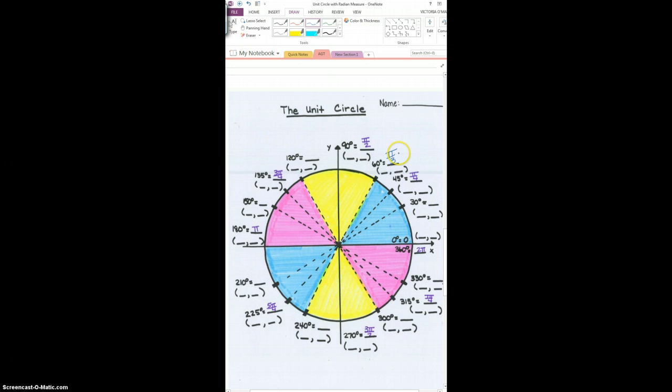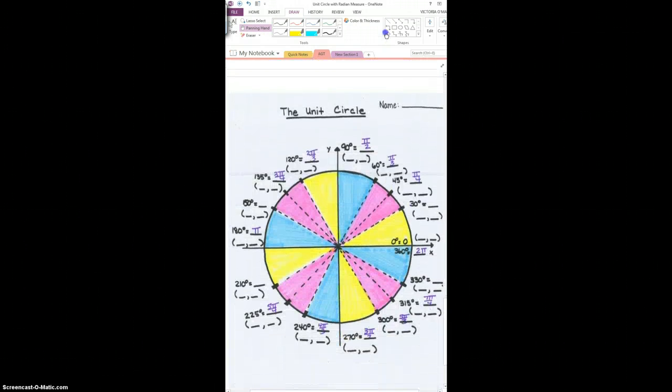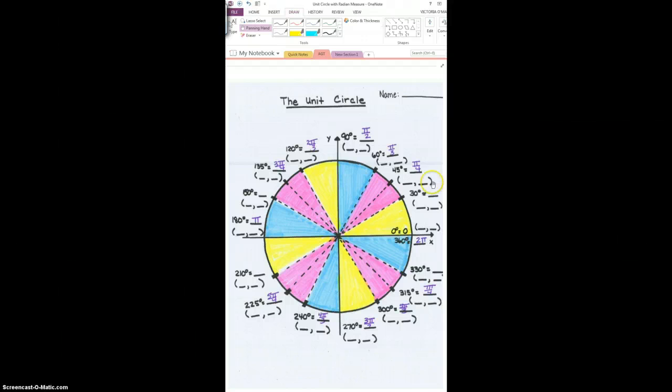So working our way around, we have pi over 3, then we get 2 pi over 3, then 3 pi over 3, which is pi, 4 pi over 3, 5 pi over 3, and then 6 pi over 3 reduces to 2 pi. So we're finished with the 60-degree reference angles. All right, so we have most of them filled in. We just have the 30-degree reference angles left.